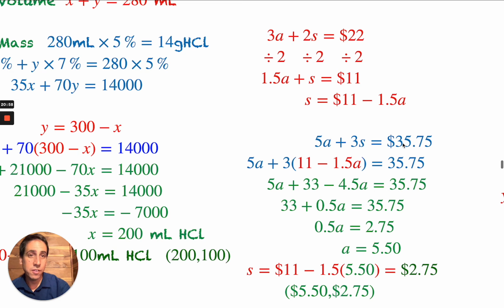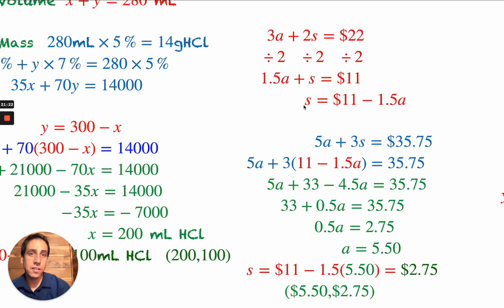We're going to take this other equation, the blue one, and instead of writing S, I'm going to write what S is equal to inside of a set of parentheses. 5A plus 3 times 11 minus 1.5A. That's what I had up here is equal to that. We're going to distribute, combine like terms, undo the addition, undo the multiplication, and there we get the price of an adult ticket is $5.50.